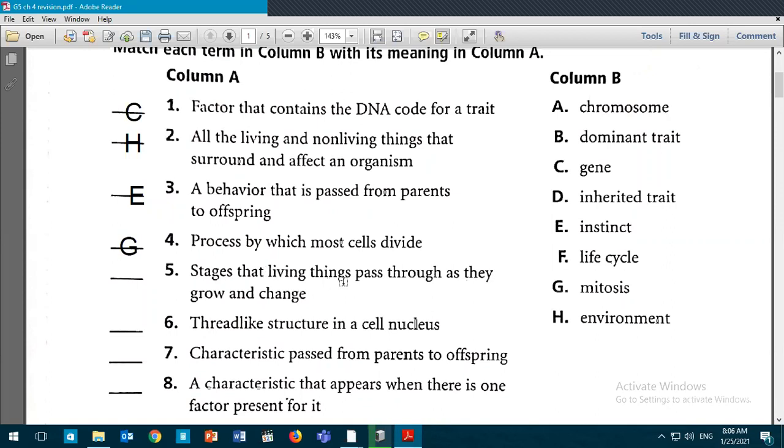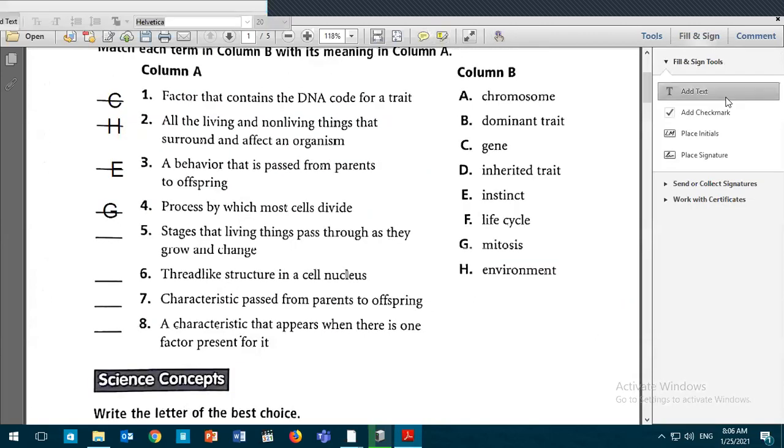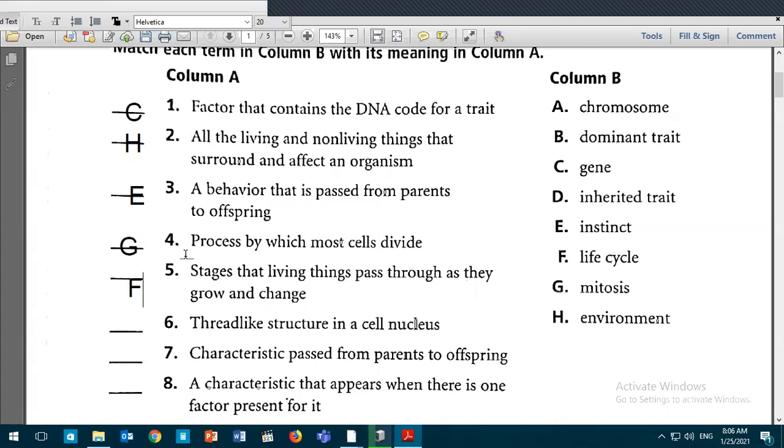Number 5, stages that living things pass through as they grow and change. Aisha, what do you think this is going to be? Life cycle. Exactly, yes, it's going to be a life cycle. Guys, I'm sorry the tools are not working, so give me a chance. Okay, so it's going to be F, right, Aisha? Yes. I can't hear you. Your voice is so low.